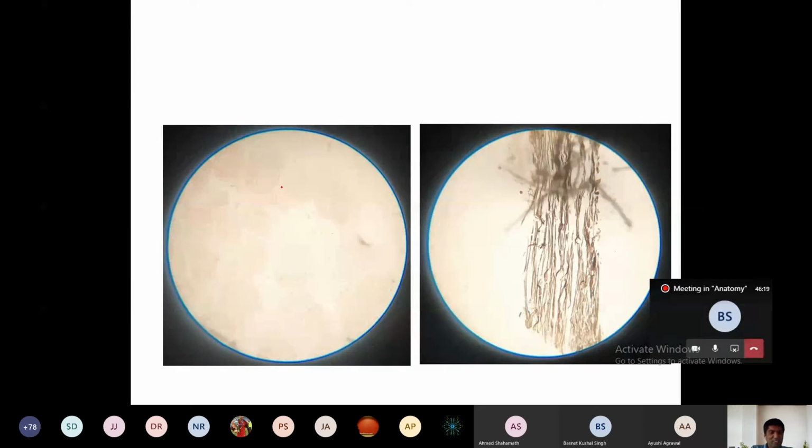TS of nerve fiber? LS of nerve? Oh, this one, the first diagram. This is TS of nerve, not LS. Okay, this is TS of nerve. This is TS of nerve. Okay, don't confuse.